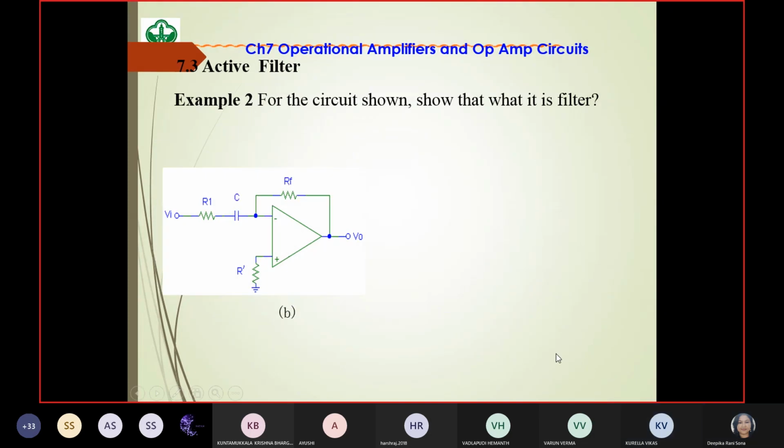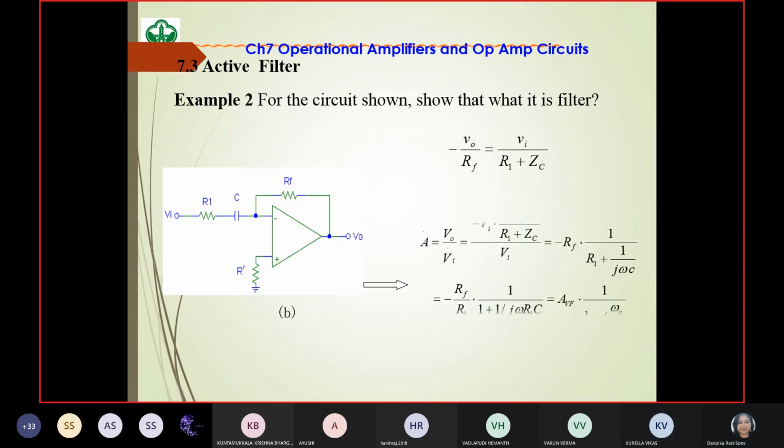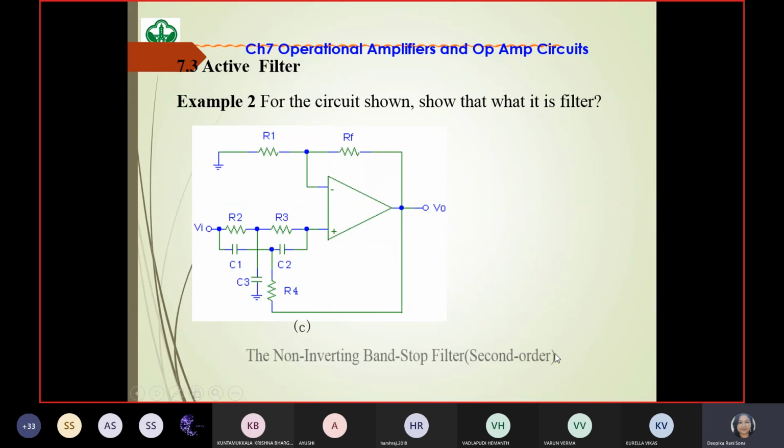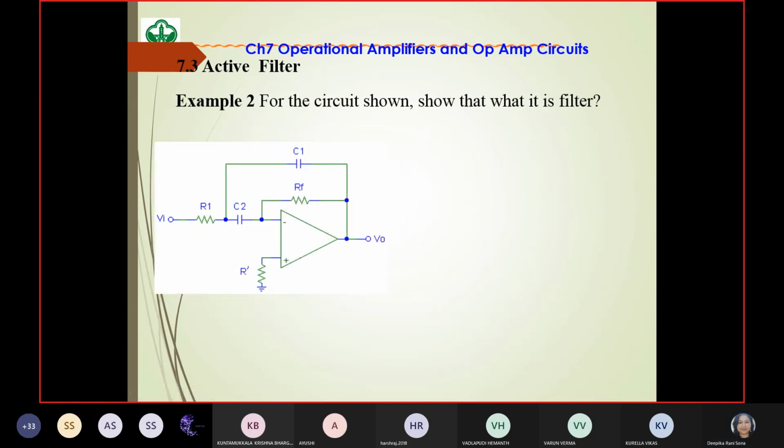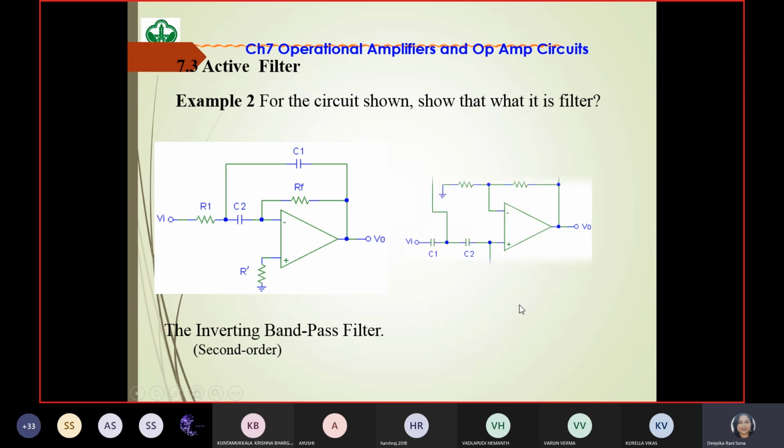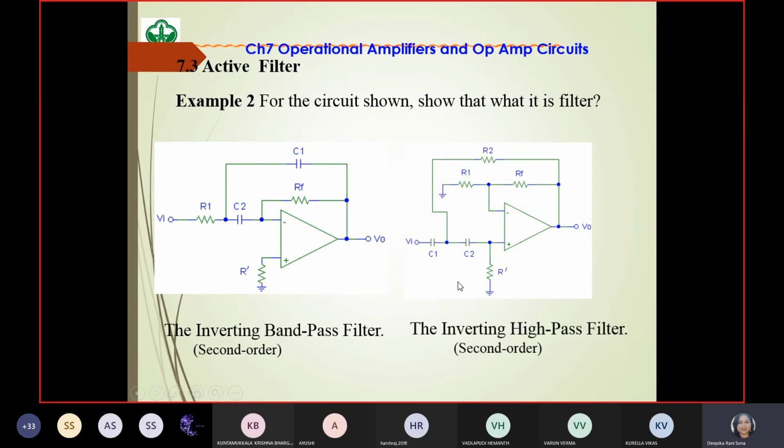Okay. And this one? First order inverted high pass filter. Okay, inverted. Then this one? Non-inverting second order band stop filter. And this one, inverting band pass filter, second order. Okay, if you simplify the circuit into another form, inverting high pass filter, then you may get this one.